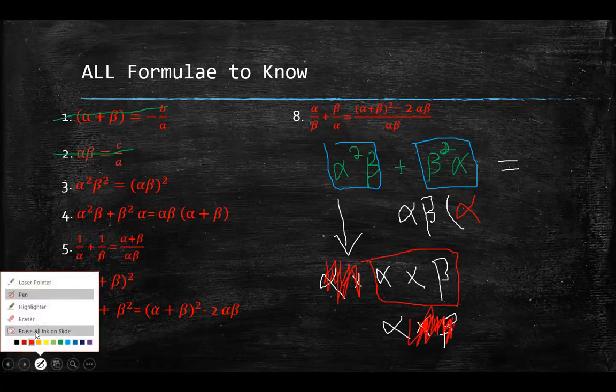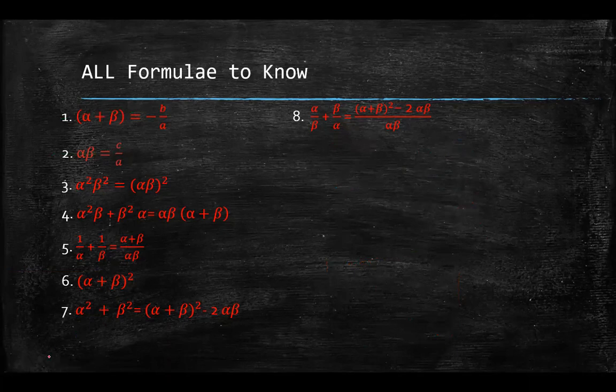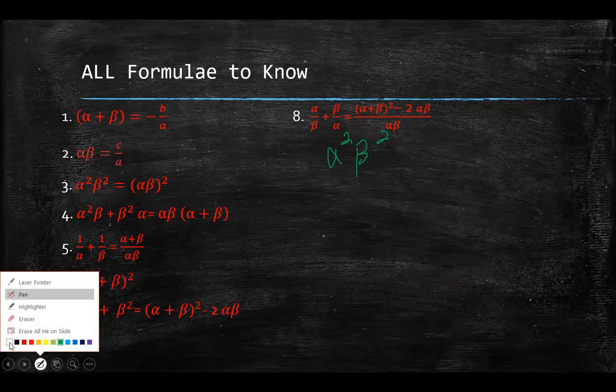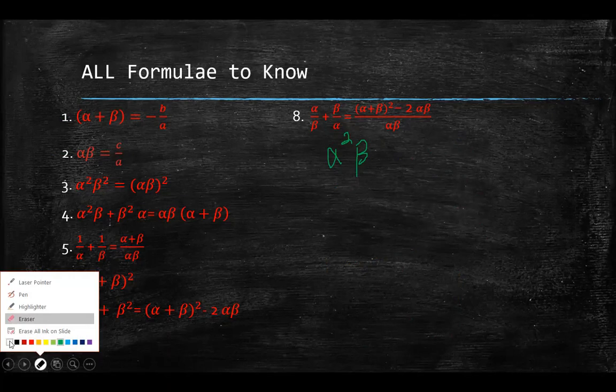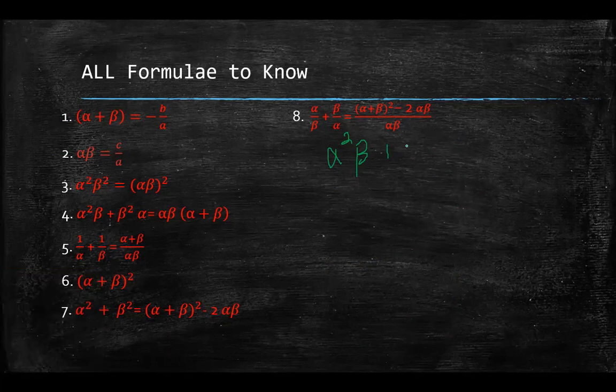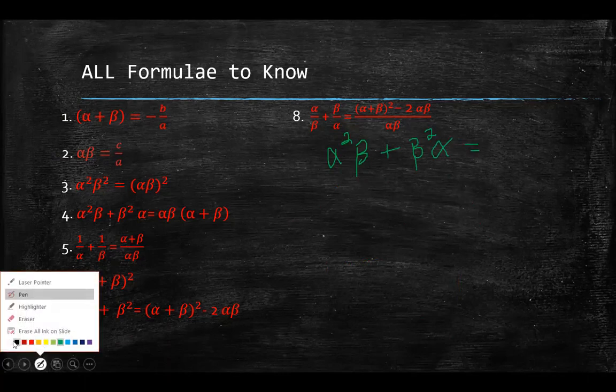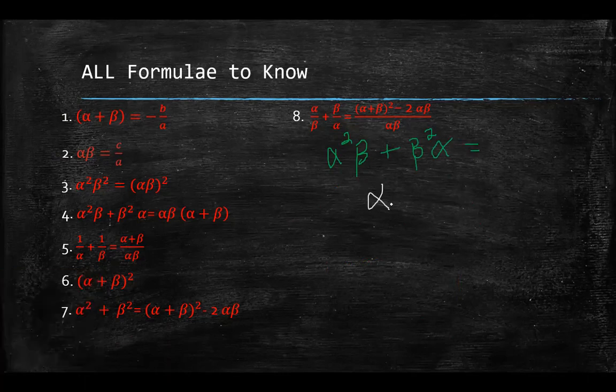Okay, you're not getting this, so let me start again. Alpha squared beta, and beta squared alpha. So what we're doing here is factorizing, right? Both of them have an alpha and a beta in common, so I take out alpha and I take out beta.